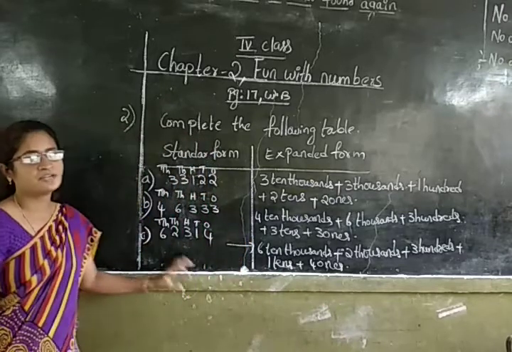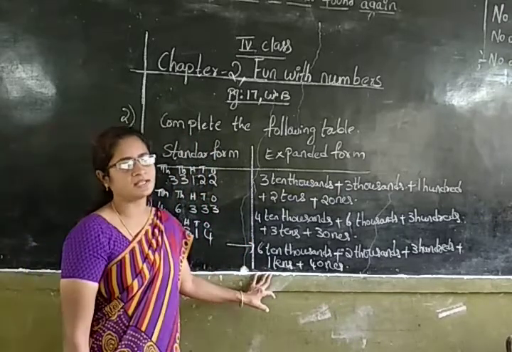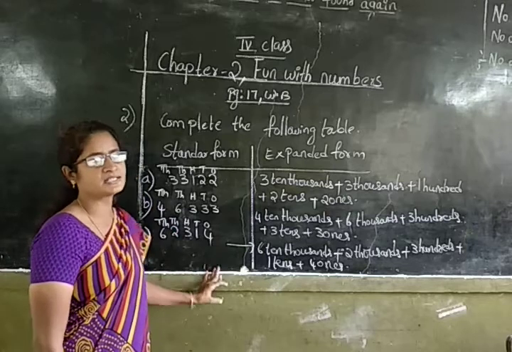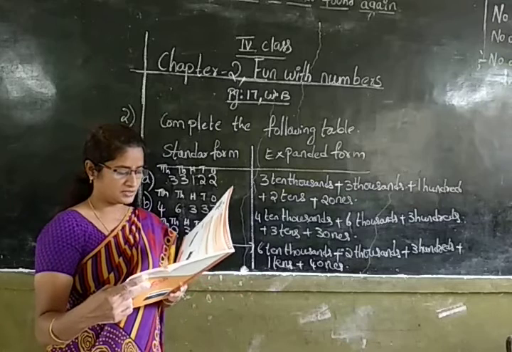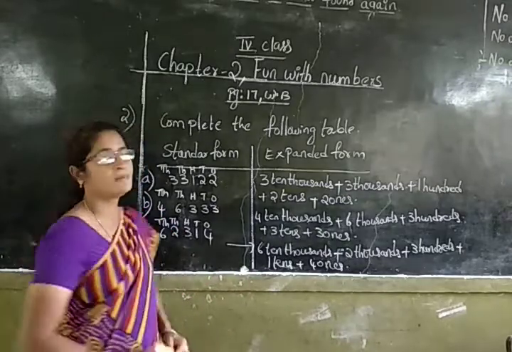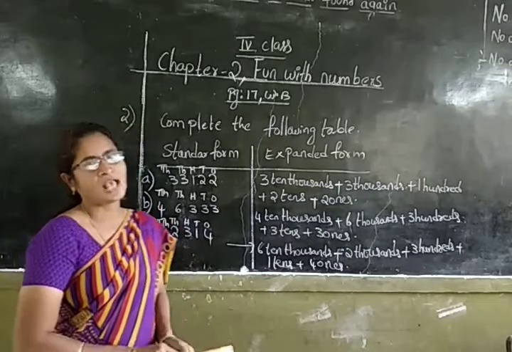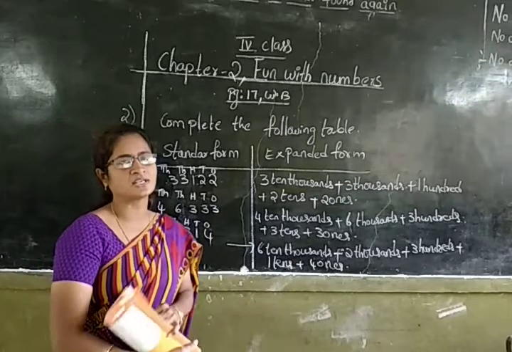So did you understand? Expanded form means writing the place value of each digit in a number. Okay, I have done 3 sums out of 6 sums. Remaining 3 sums you do on your own. I will be giving the answers in the WhatsApp so that you can check the answers.